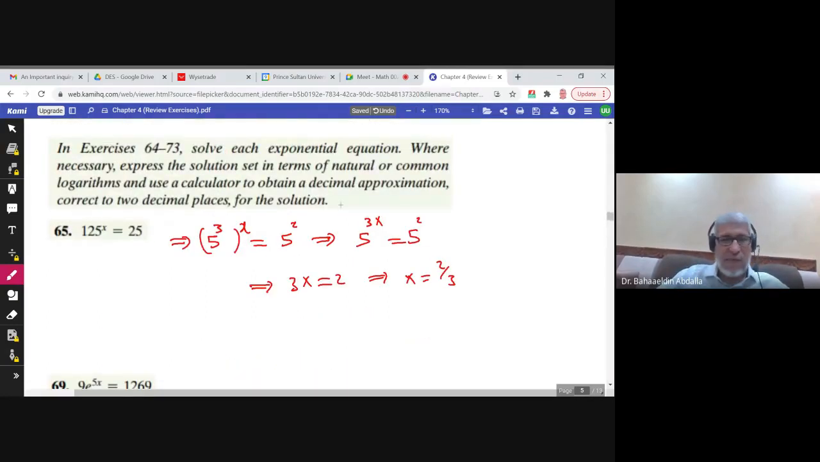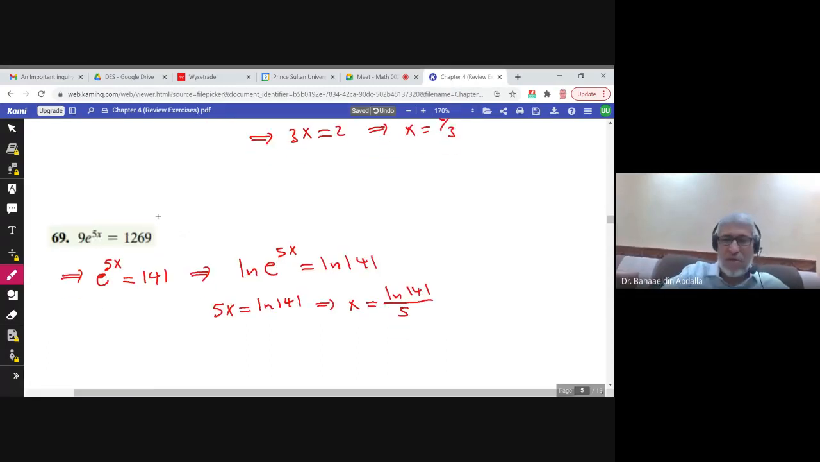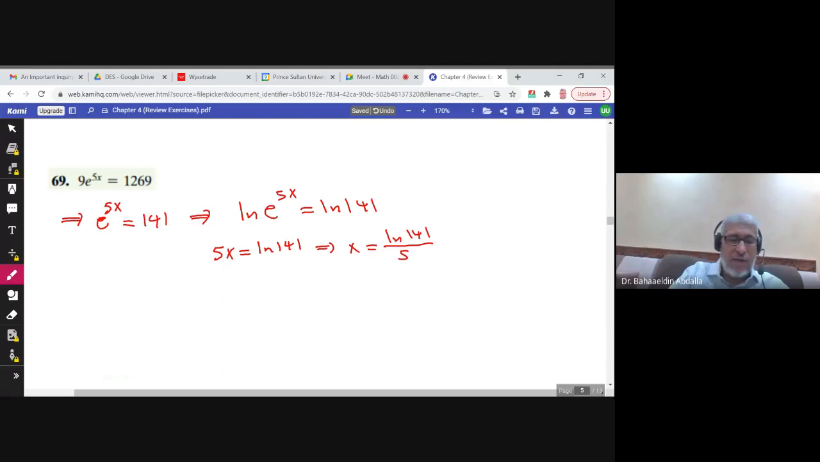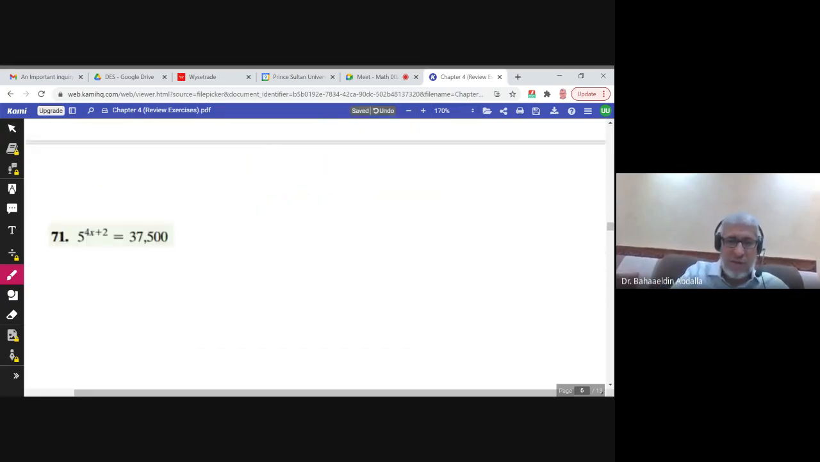What did it say? Where necessary, express the solution in terms of natural logarithm. Use calculator to obtain a decimal approximation correct to 2 decimal places. So I can find ln 141 divided by 5 and approximate this to 2 decimal places. So I will have 0.989, so I will make it 9. So the answer is 0.99.